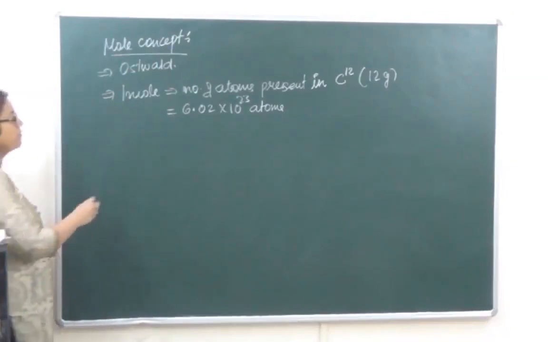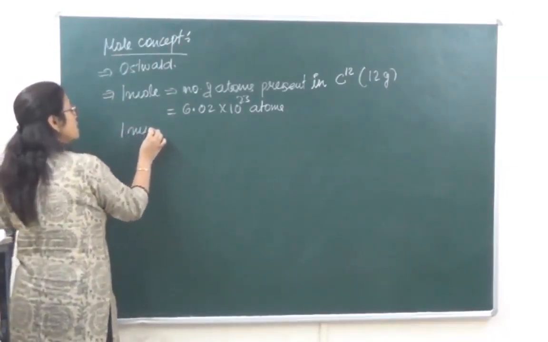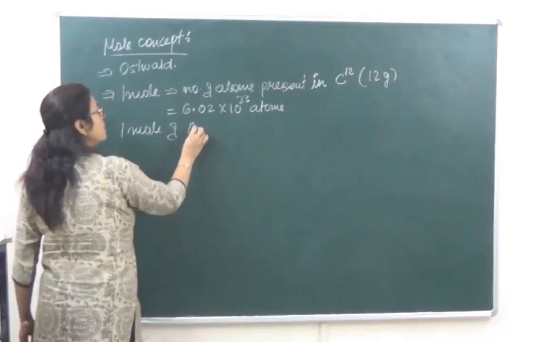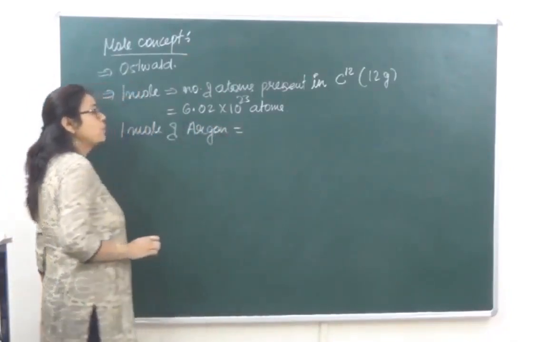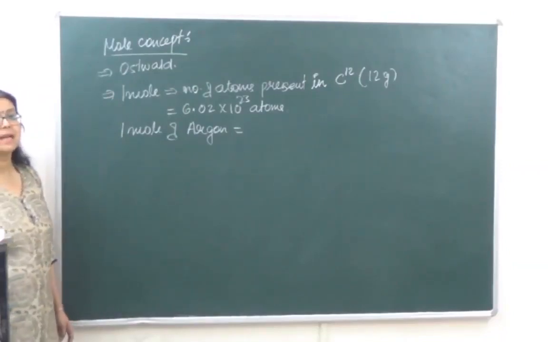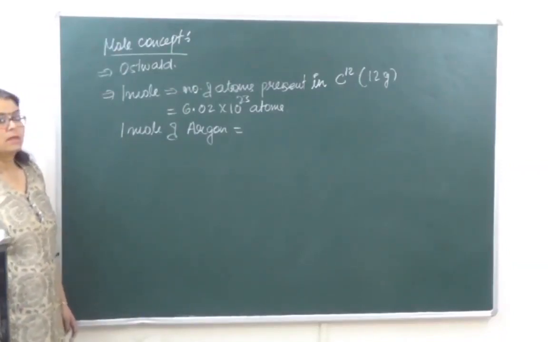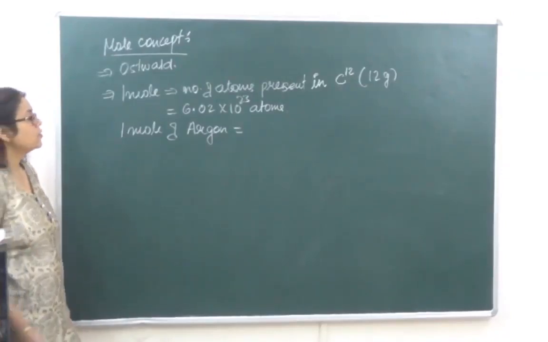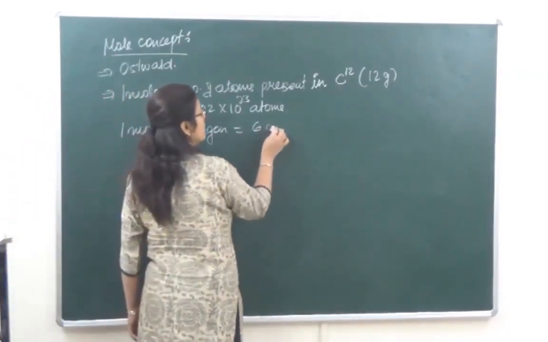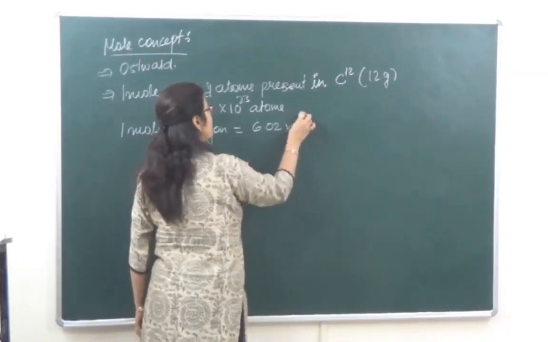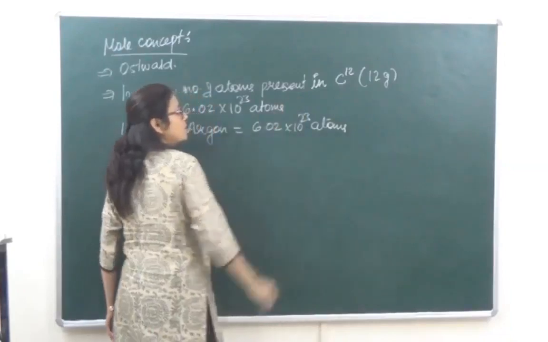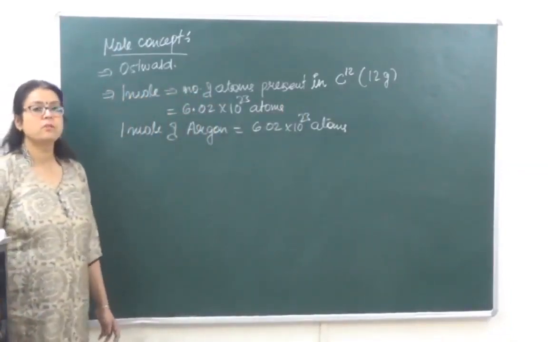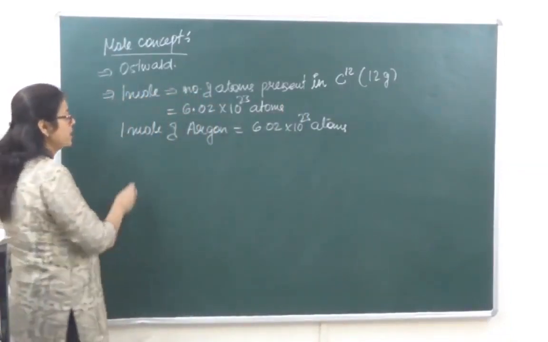For example, if we are taking 1 mole of argon, so we know that argon exists as what? It exists as atoms, because it is a noble gas, so it will have 6.02 × 10^23 atoms present.